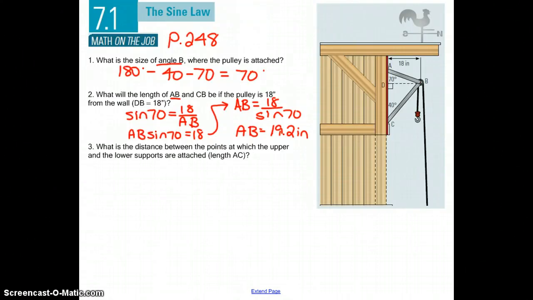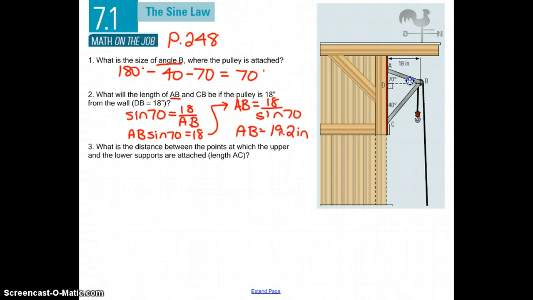You can start by reading Math on the Job on page 248. Then we're going to look at question 1. What is the size of angle B? So we know the other two angles of this triangle, so all three have to add up to 180. So if we go 180 minus our two known angles, we're going to get 70 degrees.